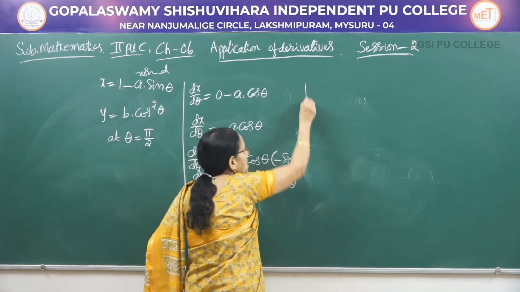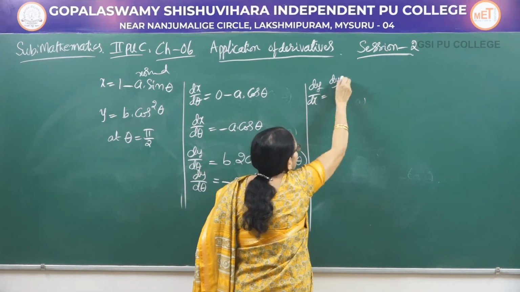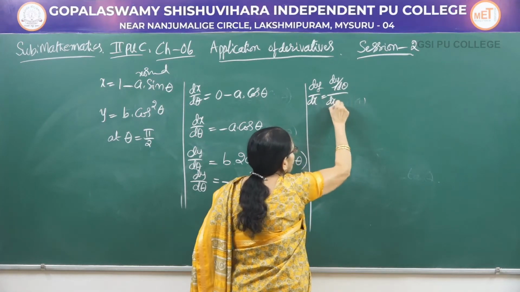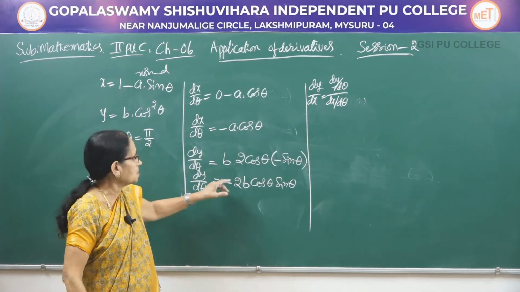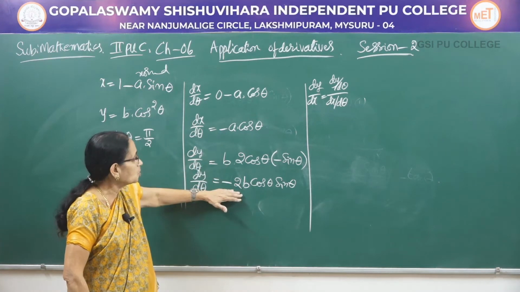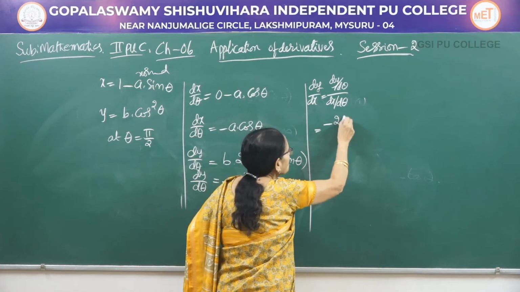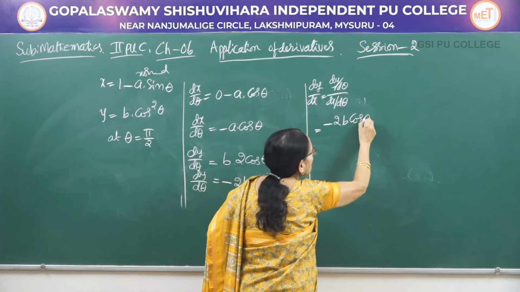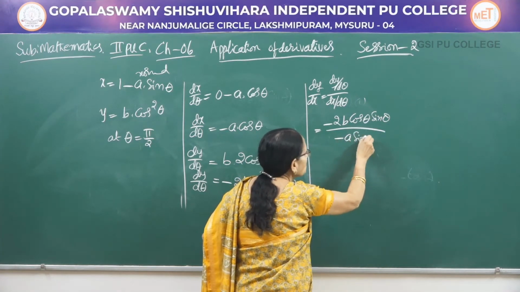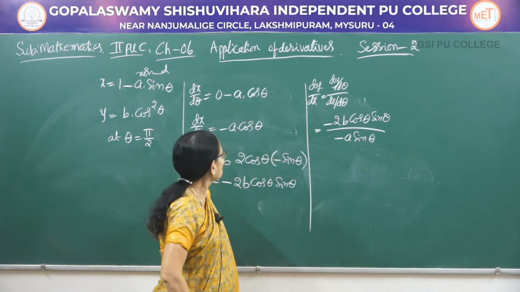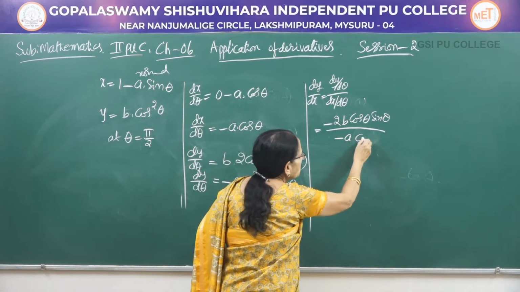But what do we want here? dy by dx. So, write dy by dx equal to dy by d theta divided by dx by d theta. Carefully write. See, this has to go to the numerator, this to the denominator. So, this would be equal to minus 2b into cos theta into sin theta divided by minus a into sin theta. Sorry, a into cos theta. This is cos theta. a into cos theta.